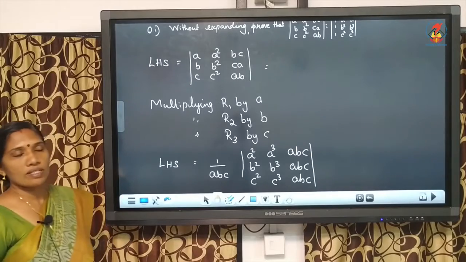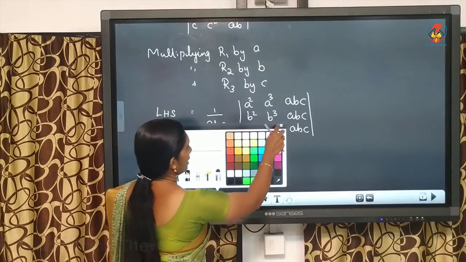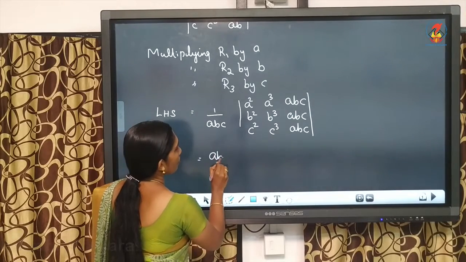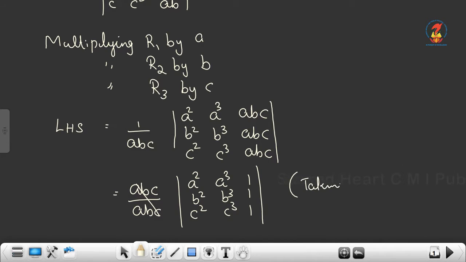So abc is common, we can take it out, taking abc out from C3. So abc by abc cancels. We get the determinant a square b square c square, a cube b cube c cube, 1 1 1.